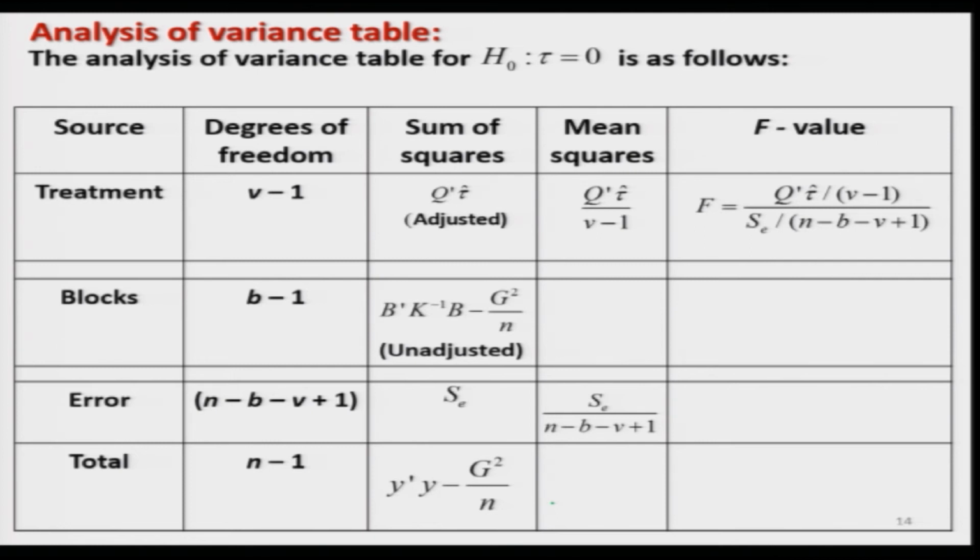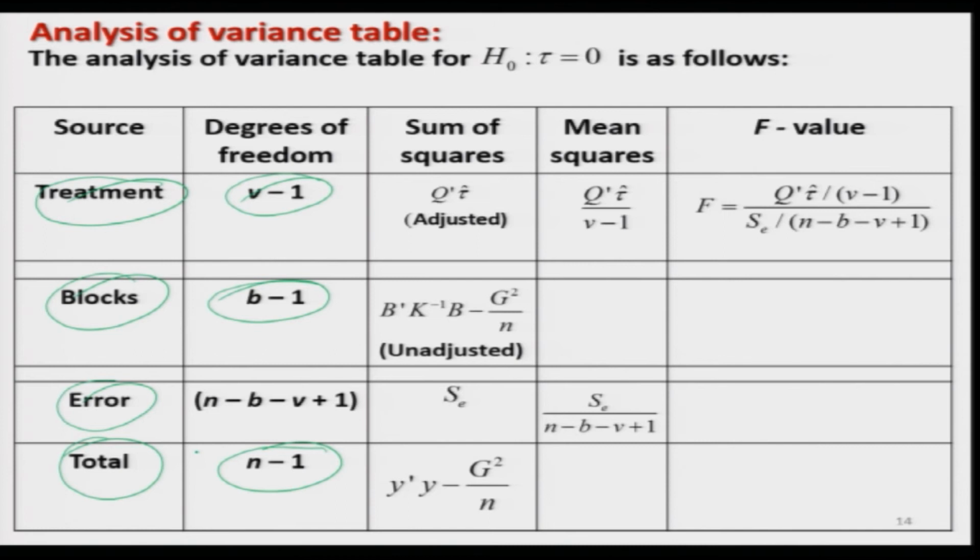So, in case you try to recall, this ANOVA table is just like the ANOVA table which you did in the case of complete block design. The only difference is how the sum of squares due to treatment and blocks are going to be defined. So, we have the same sources: treatment, blocks, error and total, and then they have their degrees of freedom like earlier, b minus 1 for treatment, b minus 1 for block, n minus 1 for total, and by subtraction you can find n minus b minus v plus 1 for error.